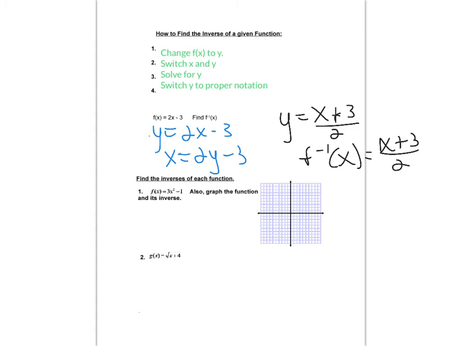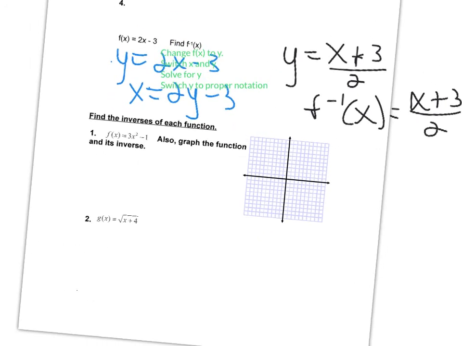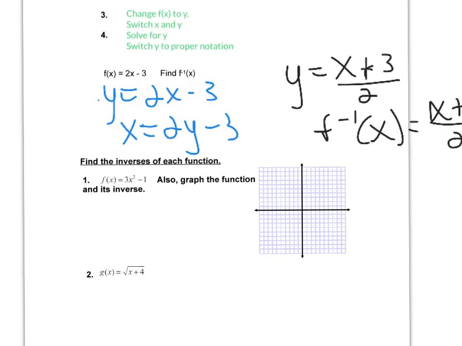Okay, I'm going to have you actually try the next one. So take a second and see if you can solve for that one. So it's 3x squared minus 1. Solve algebraically, and then you can graph. If you don't remember how to graph the function, just make a table of values or use your calculator.